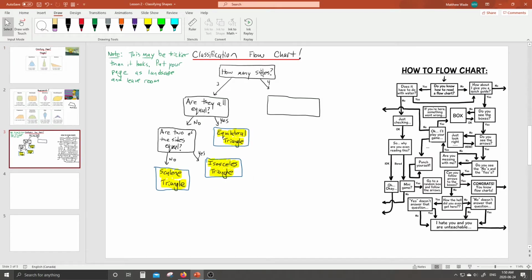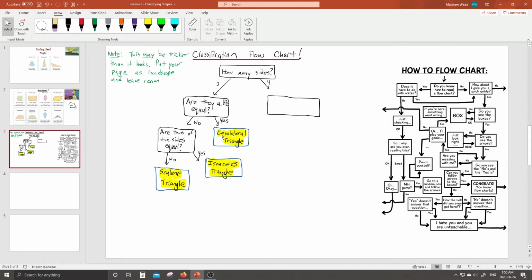So here's how a flowchart works. You start off with a question. My question was, how many sides? Now, I put 3 or 4. Usually in a flowchart, 9 times out of 10, your questions are going to be yes or no, but you can have other things as well, not just yes or no. I started at the start just to make it easier for you. It saves a box, really, if you go 3 or 4. Okay, so how many sides?